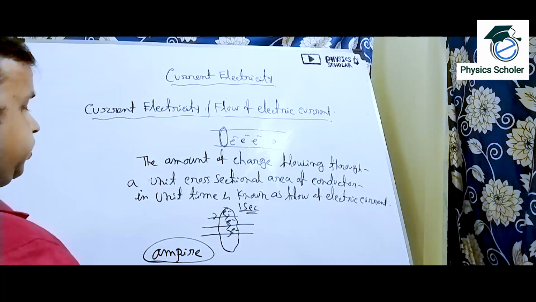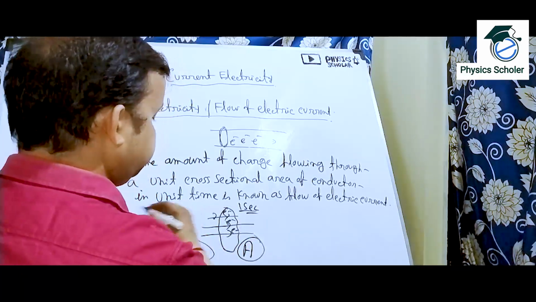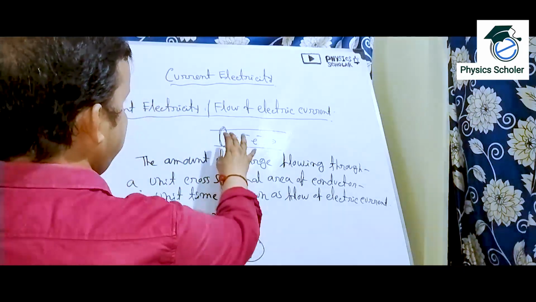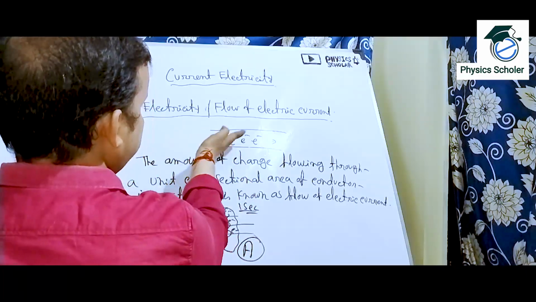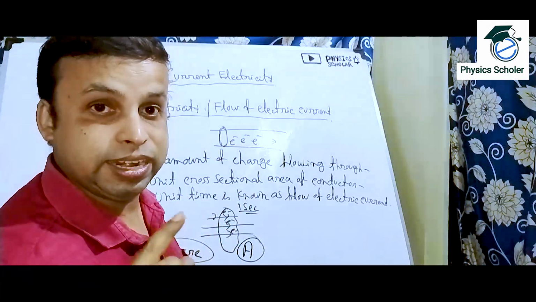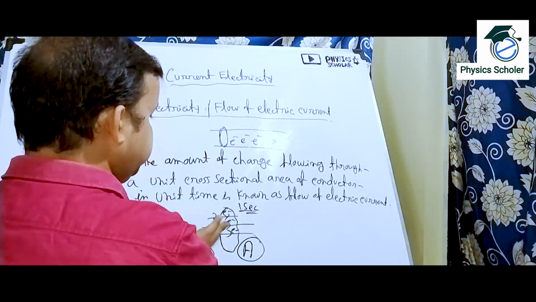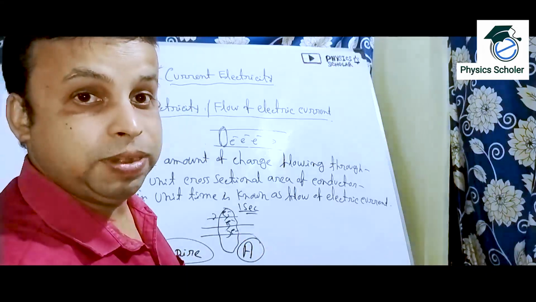The unit of flow of electric current is ampere. It is also expressed as capital A. Okay, that is ampere. Clear? So what is flow of electric current? It is the amount of charge that flows through the unit cross sectional area of a conductor in unit time, or 1 second.